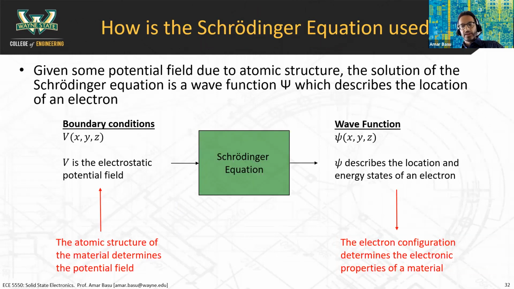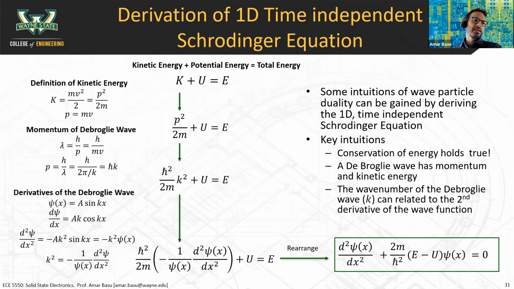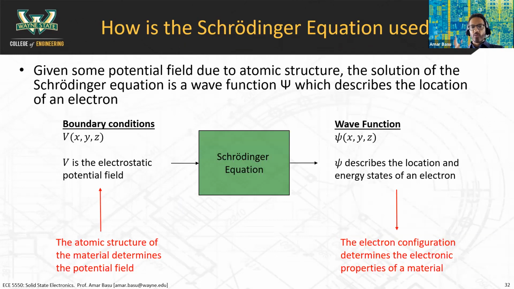Okay, so now that we've got a bit of an intuition about where this came from, we can look at how we're going to use it. And this is the overview of how we're going to use it. Let's say we have some kind of atomic structure. That atomic structure is going to give us an electrostatic potential field. And these are the boundary conditions of the Schrodinger equation.